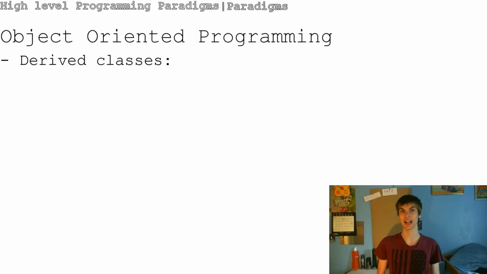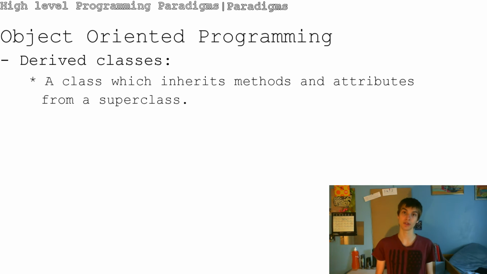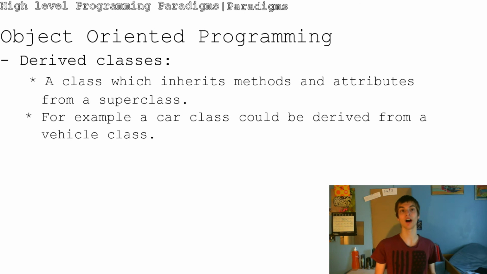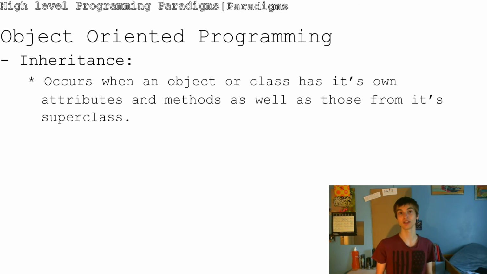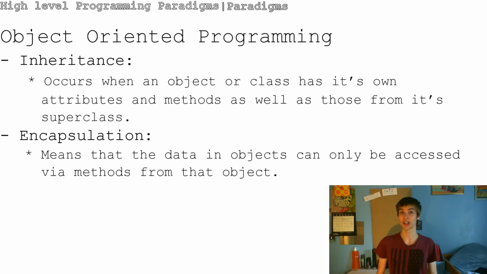A derived class is a class which inherits methods and attributes from a superclass. For example, a car class could be derived from a vehicle class. This is an example of inheritance. Inheritance occurs when an object or class has its own attributes and methods as well as those from its superclass. Encapsulation means that the data in an object can only be accessed via methods from that object.